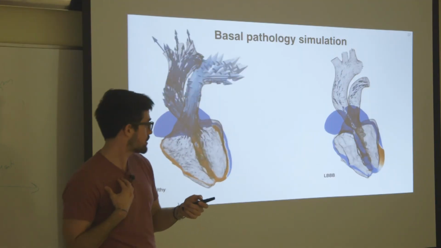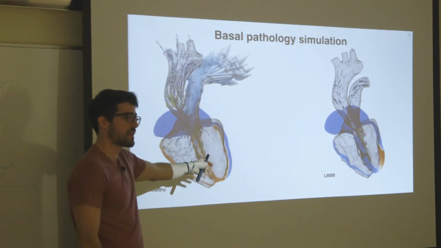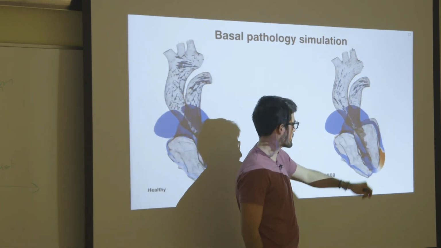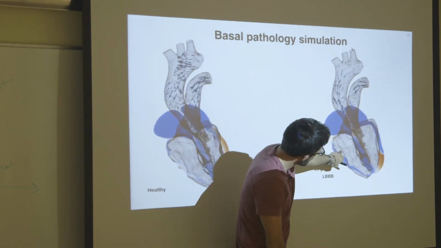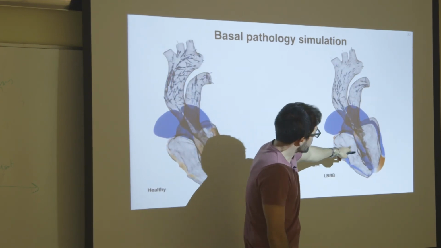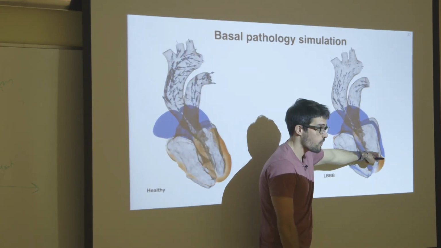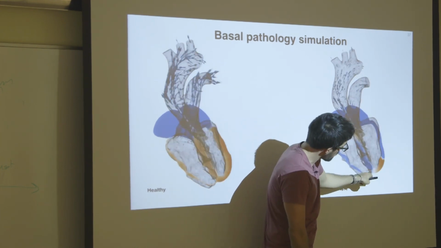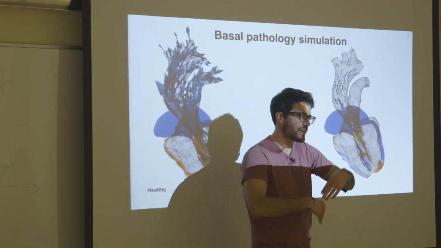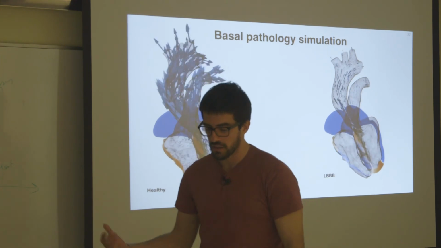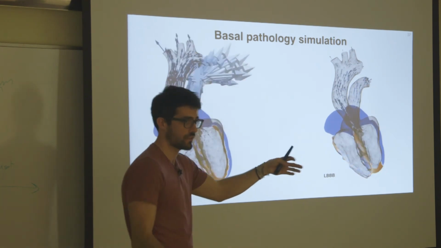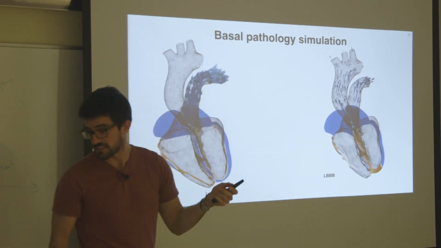So here you can see a simulation of that. This is a healthy case, the same thing that I showed you before. But here you have a simulation of a left bundle branch block. You can see that the right side of the heart is depolarizing fully, but the left side is not depolarizing. The wave is traveling from the right side to the left side, and this produces a massive reduction in the ejection fraction, and the patient can probably die if it is very serious. So you have to fix this.